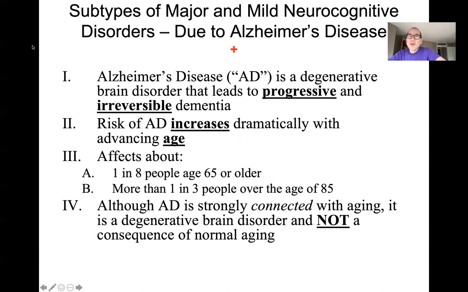Now, the risk of Alzheimer's disease does increase with age, but it is not a normal part of aging. And it's fairly prevalent: 1 out of 8 people age 65 or older suffer from Alzheimer's. And when you get to 85 or older, the older elderly, it's 1 in 3.